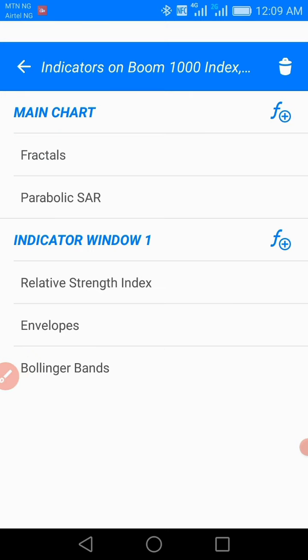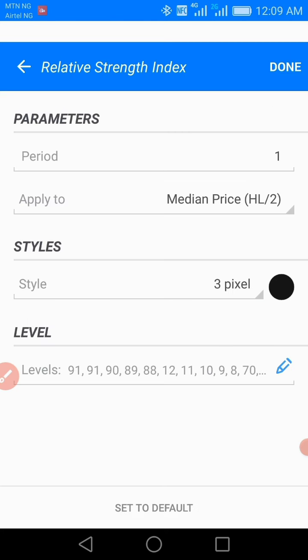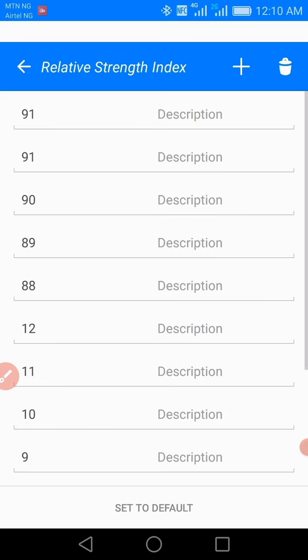settings. Then on indicator window 1, we have 3 indicators, and the first one is our RSI, relative strength index. These are the parameters. The period is 1. We don't want to see any line there. Then you apply it to median price, in brackets HL/2. Then the size is 3 pixels, color is black. I'm using black because the background of my chart is black. You can use any color of your choice, but use black as the color of the pixel if your background is white. Then the levels, very important.